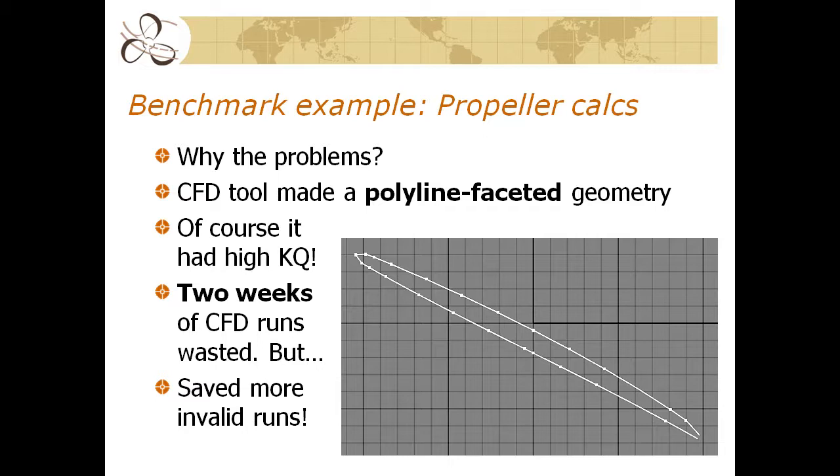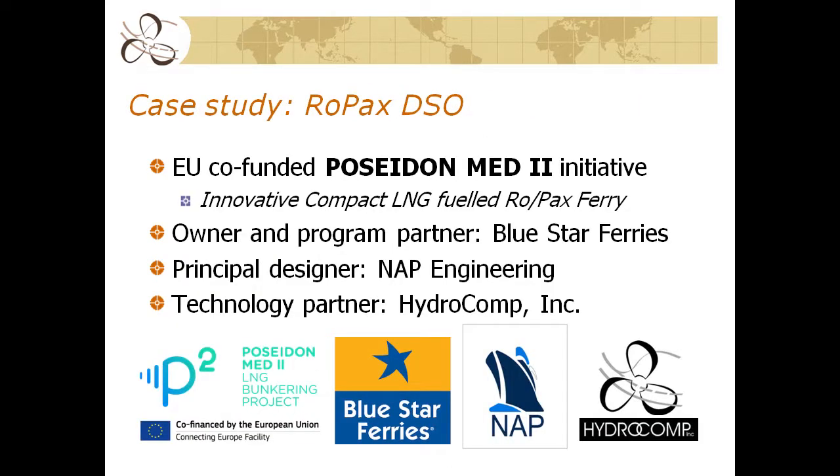And once they flipped the proper setting to spline it instead of using a polyline, everything fell into place and it was fine. But they had wasted 2 weeks of CFD runs that they had to throw out, but we saved them from any further errors on that. So if they had followed a proper benchmarking process, they would have found that right away.